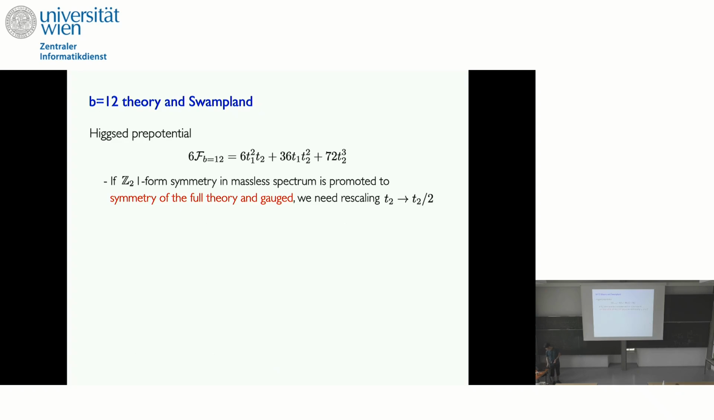But the theory has only adjoint type of multiplet, so we have a Z2 one-form symmetry in the massless spectrum. So if we assume this Z2 one-form symmetry is promoted to the symmetry of the full theory, and furthermore, if it's gauged, therefore the theory has not SU2 but SO3 gauge group, then actually we have to rescale the T2 parameter by half.